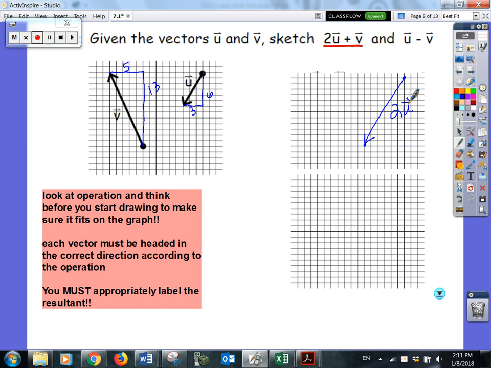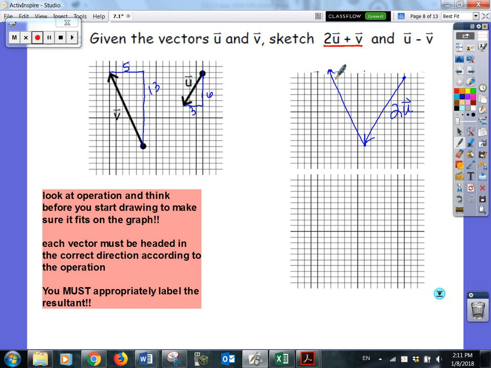All right, then I'm going to draw the vector v. So I'm going to go head to tail. So my initial point is going to start right here. So I go up 13, and over 1, 2, 3, 4, 5. So I'm a little bit off the graph, but again, that's okay if you're a little bit off the graph.